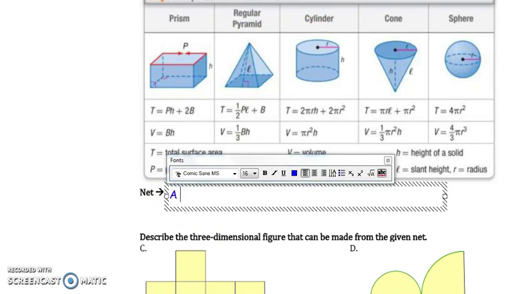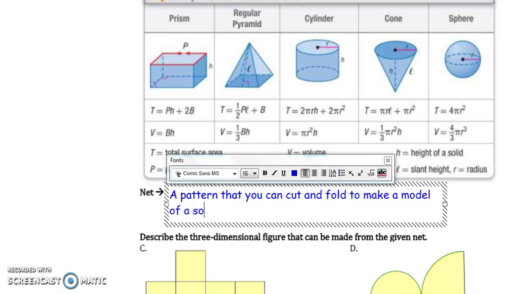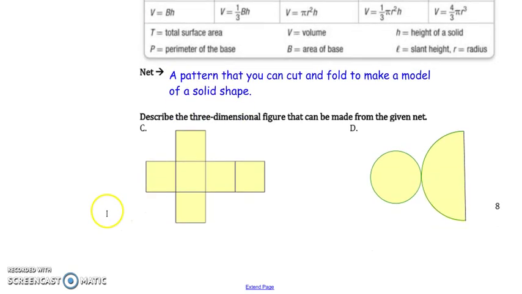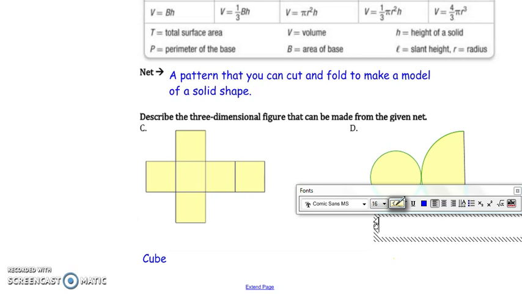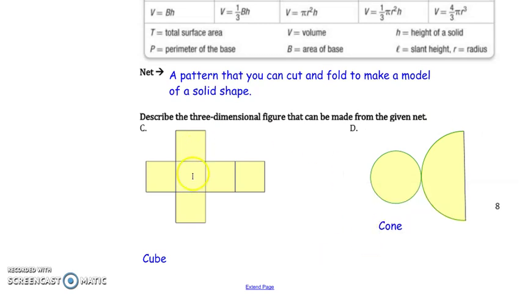So a net is a pattern that you can cut and fold to make a model of a solid shape. So we've got 2 examples of a net down here. So what would this, if we cut it out and folded it up, it would make a cube. And what would this one make? A circular base, and then this is going to wrap around, meeting at a vertex point, a cone. So those are examples of nets.